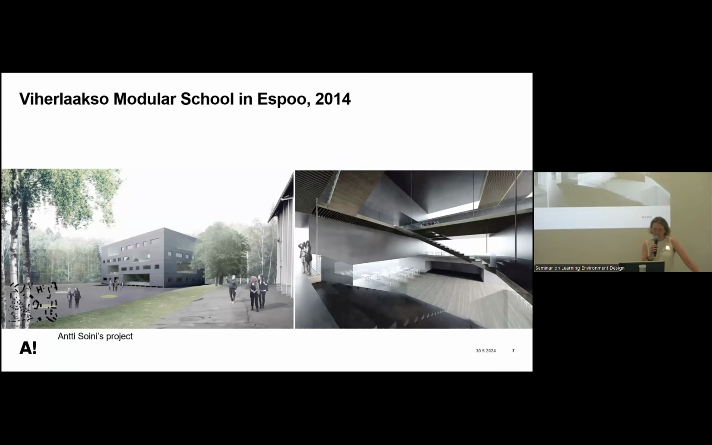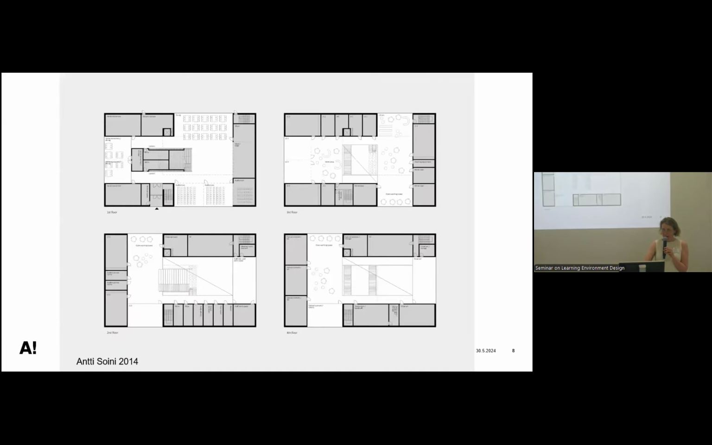Antti Soini's project was a modular school designed so that it can be transferred to another place. Antti's solution had containers on top of each other, and in between those containers there was an open high space. This was the plan of that idea: all the education spaces were either in these open spaces or in these containers, and then it was easy to remove and transfer to another place.